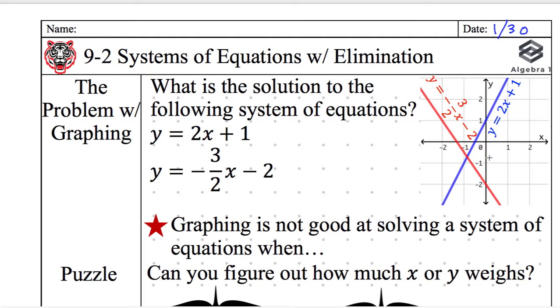What is the solution to this problem? Where do they intersect? Or does someone want to say maybe what the problem is? Either tell me what the answer is or what is the problem with graphing. What is the problem when I graph? Why is this hard now? Or just tell me what the answer is. Fernando, I see a quiet raised hand. Go for it.